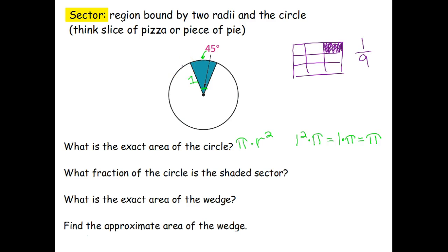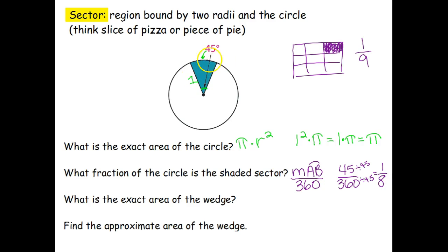So in order to figure out what fraction of the circle the shaded sector is, we have to figure out the measure of that arc and then divide it by 360, because there are 360 total degrees in a circle. It's kind of like saying 1/9 of this is shaded. We have to figure out what portion of this is shaded as well. So in this case, we have 45 over 360. If we simplify that fraction, both are divisible by 45, so the fraction is 1/8.